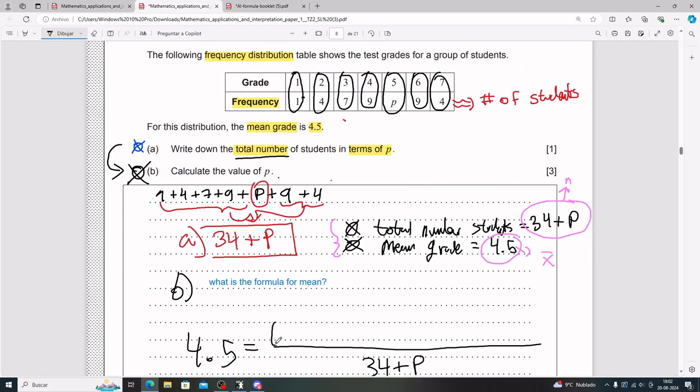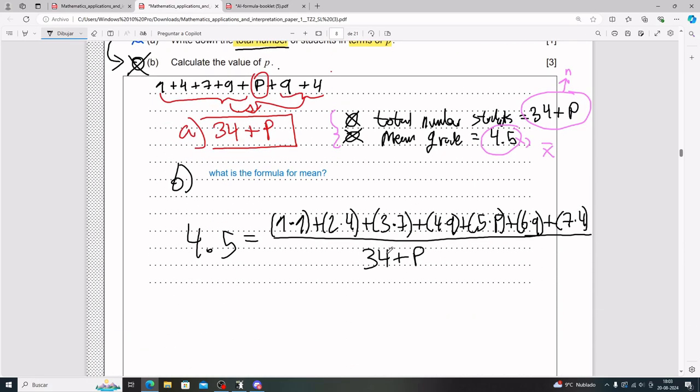So you have the first grade, which is going to be 1 times 1 plus 2 times 4 plus 3 times 7 plus 4 times 9 plus 5 times P plus 6 times 9, 69, plus 7 times 4. All right? So this helps you calculate the value of P.